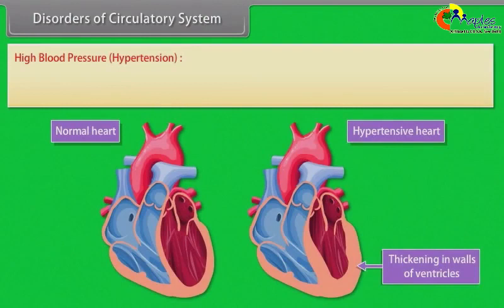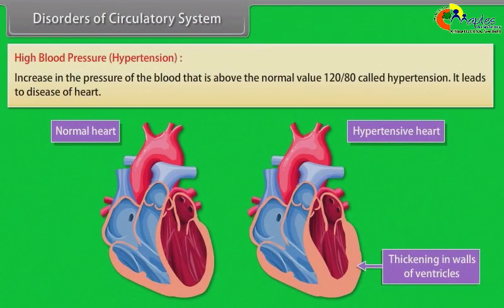Disorders of circulatory system. High blood pressure or hypertension. An increase in the pressure of the blood that is above the normal value of 120/80 is called hypertension. It leads to disease of the heart.